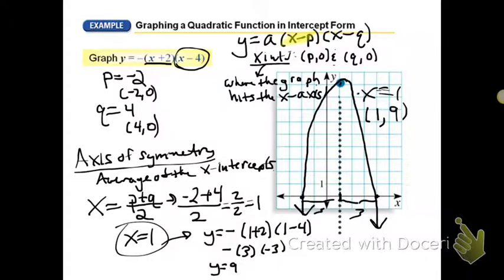Notice, once again, an easy thing to double check. My graph is opening down, so I hope I have an a value that's negative. And right in front there is that negative sign. My a value is really negative 1, which tells me it does open down. So that's just a quick thing to check to make sure that I'm on the right track with this graph. Looks good to me. Let's go to one more example.